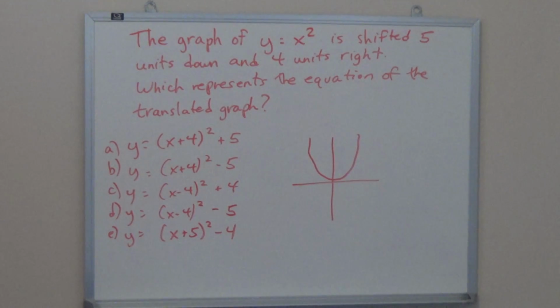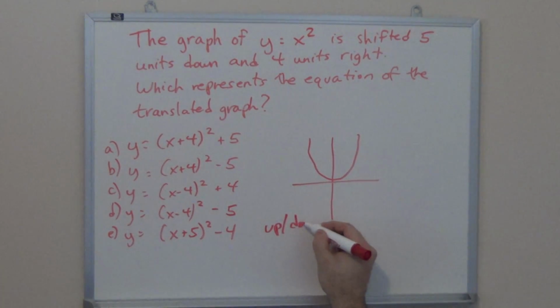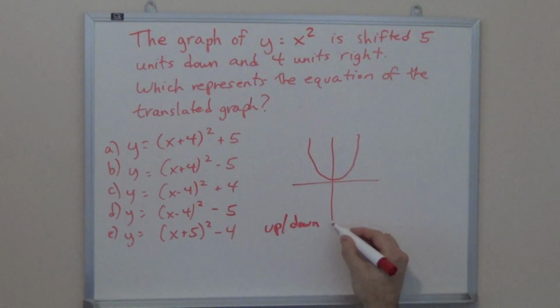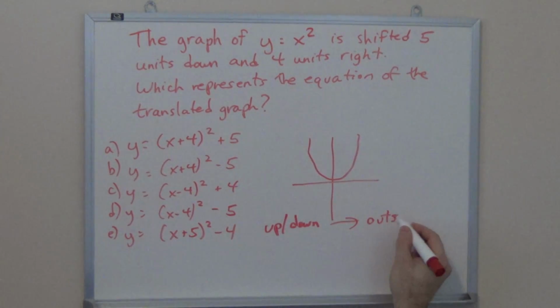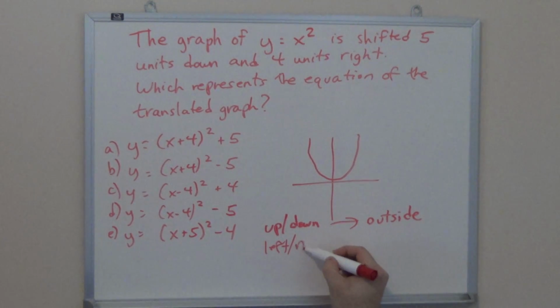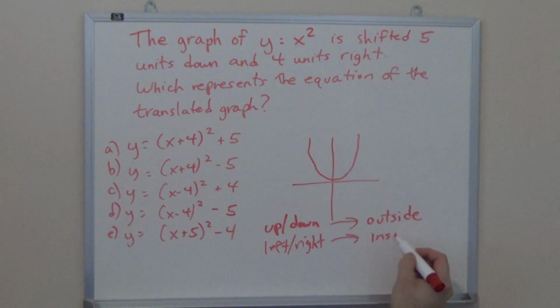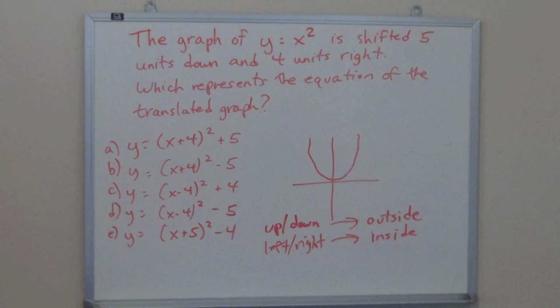So here we go. 5 down and 4 to the right. There's two things to remember. You have up and down shifts, right? And they always take place outside the parentheses. And then you have your left-right shift. Probably can't read this chicken scratch. And those always take place inside the parentheses. And up-down is what you think it is. So if it's plus 5, it's up 5. If it's minus 5, it's down 5.